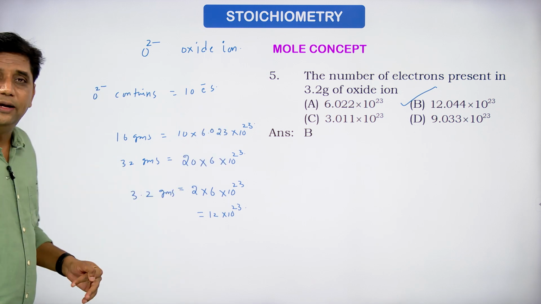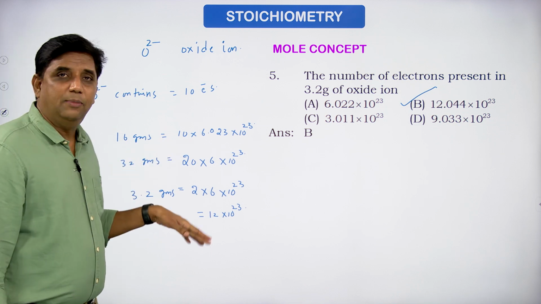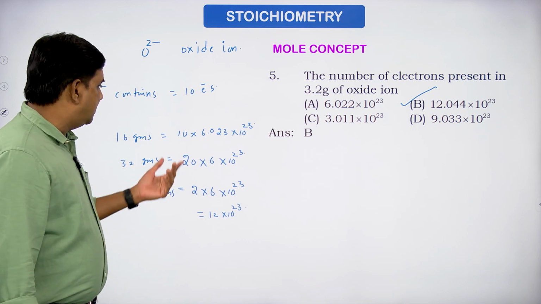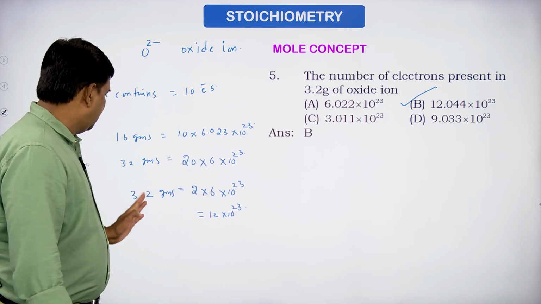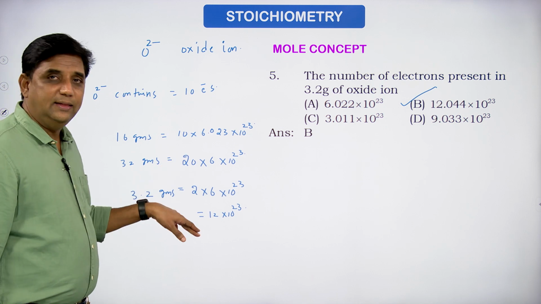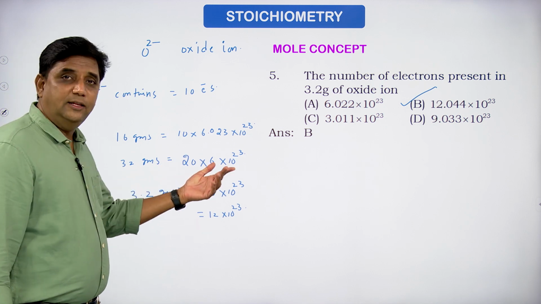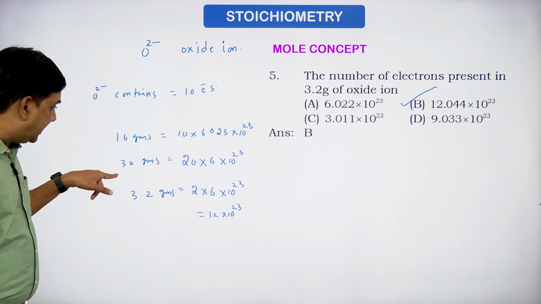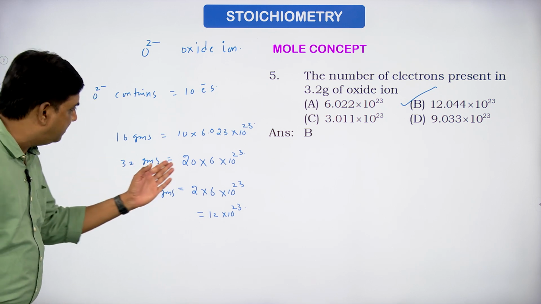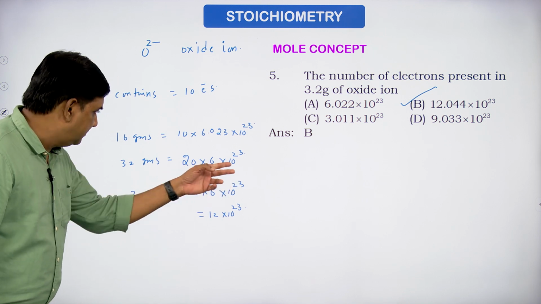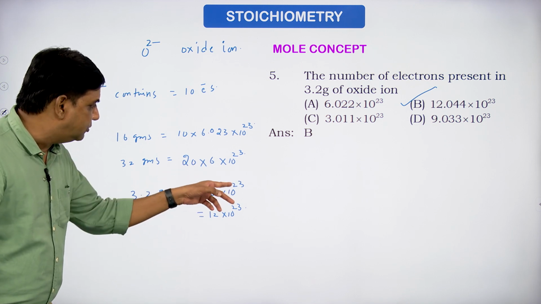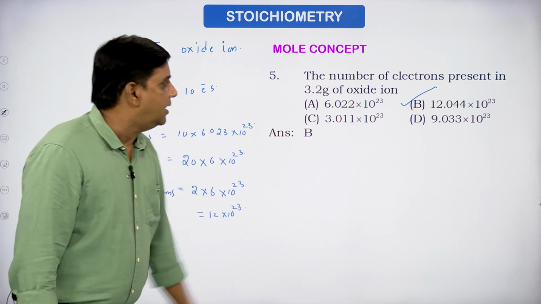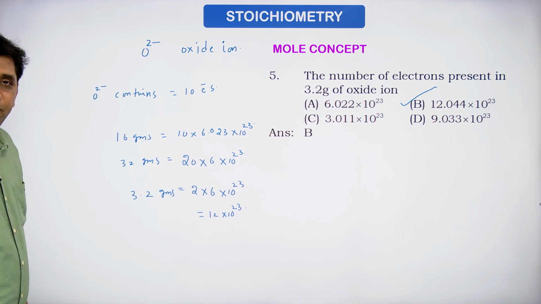And 32 grams contains how much? Double, and double this side: 10 into 6.023 into 10 power 23, and for 32 grams, 20 into 6 into 10 power 23. So by 10 this side, by 10 this side: 32 grams contains this much, 3.2 grams contains how much? Dividing 32 by 10 gives 3.2, and by 10 that side also. Therefore, dividing by 10 gives 2 into 6 into 10 power 23, which is nothing but 12 into 10 power 23. That is the answer. B is the answer.